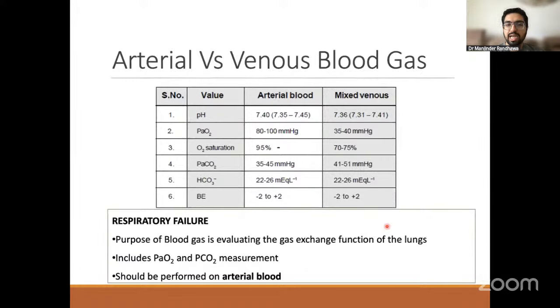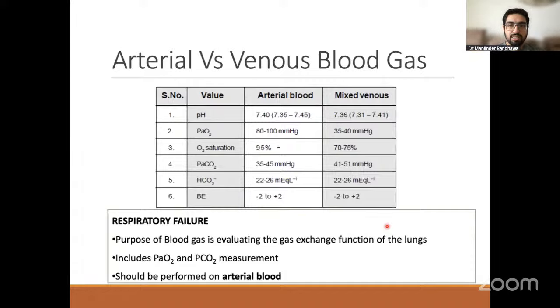The venous side is slightly more acidotic because of all the metabolism that is occurring in the body, and the saturation is slightly lower, CO2 is slightly higher. So depending on which blood gas you are analyzing, you can have different values, and you should be aware of these normal values.